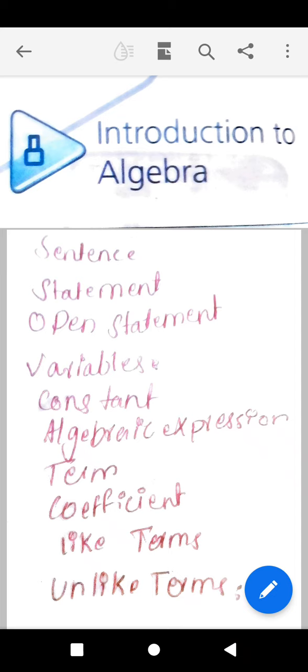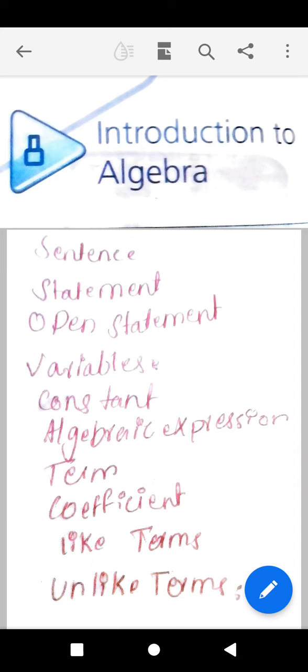How? Because here the letters, the variables, are the same. The numbers are different, but the terms x, x, x, the variables, are the same. So this is called like terms.